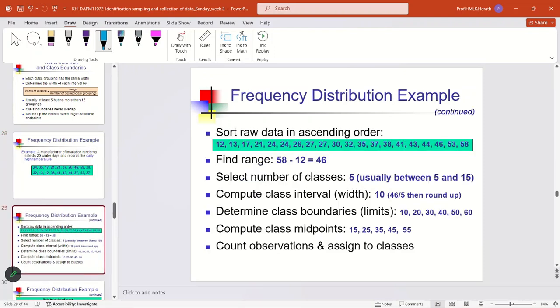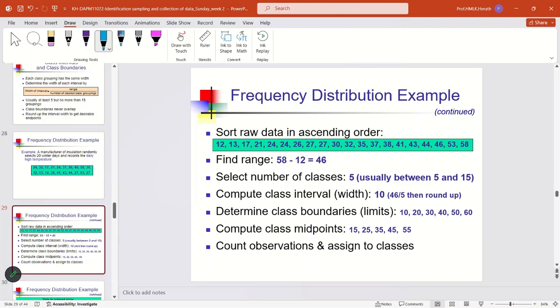In this context, I have sorted the data in ascending order. This is the ordered array. In ascending order, the first number is 12, which is the minimum. The last number is the highest number, which is the maximum. The difference between the minimum and the maximum is the range. In this context, the minimum is 12 and the maximum is 58. The difference is 46. Suppose we want to have 5 classes.